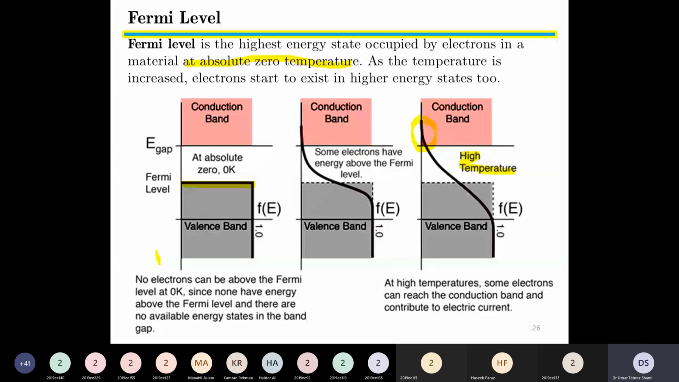Okay? Sir, can we say there is no free carrier at Fermi level? There is no what? There is no what? There is no free carrier at Fermi level.